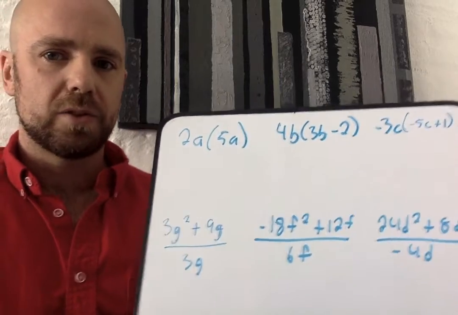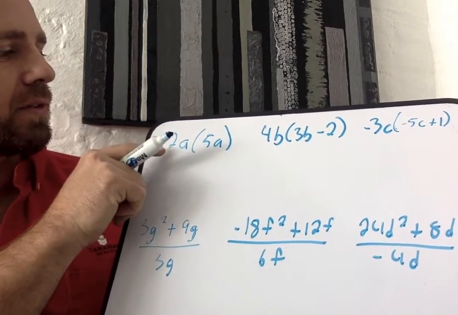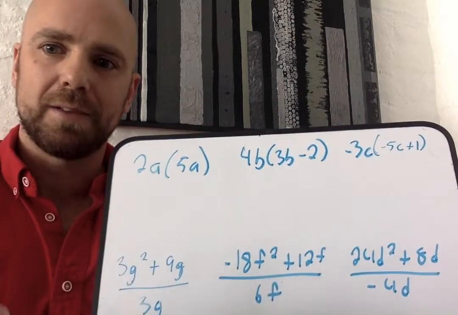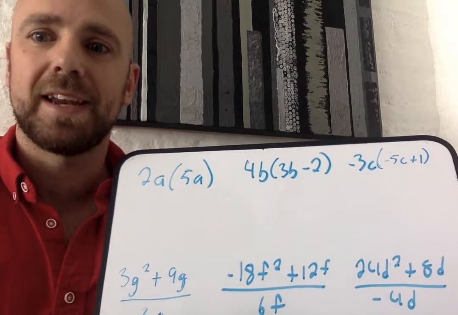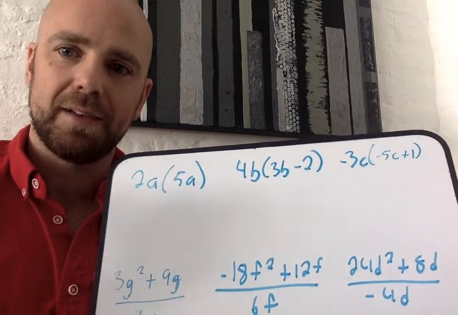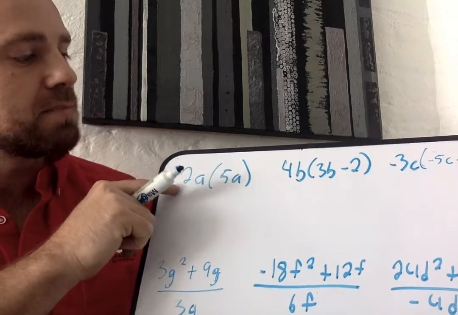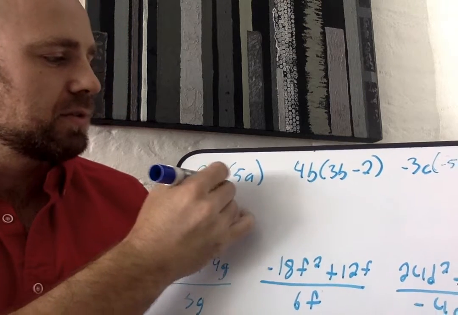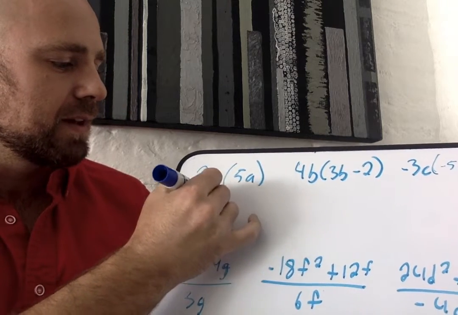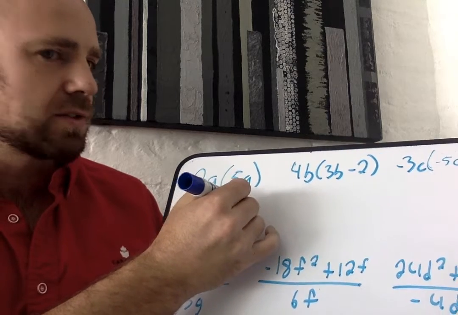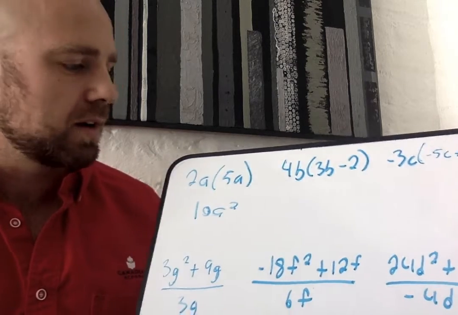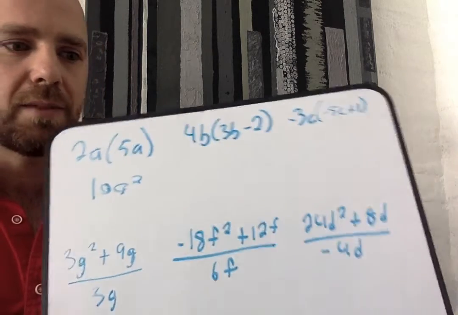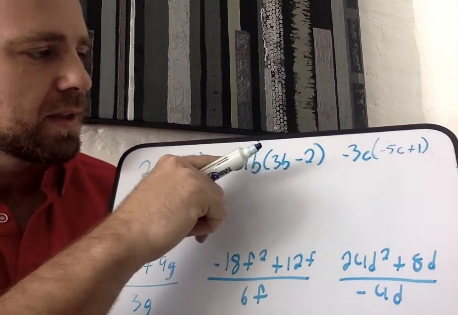So in the first one, I'm going to have 2a times 5a. Because I'm multiplying an a times an a, that is going to give us an a squared. Then we need to multiply our numerical coefficients together, so 2 times 5 gives us 10. And a times a is going to be a squared. So that's our answer: 10a squared.